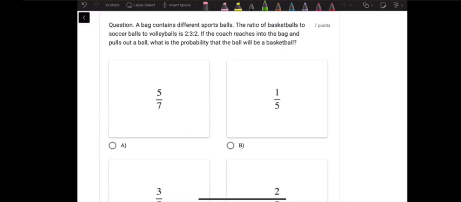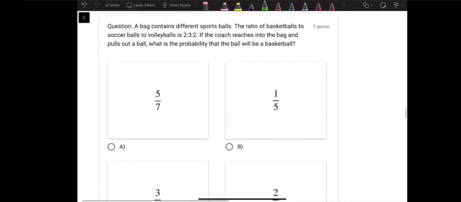A bag contains different sports balls. The ratio of basketballs to soccer balls to volleyballs is 2 to 3 to 2. If the coach reaches into the bag and pulls out a ball, what is the probability that the ball will be a basketball? So, again, we're still working with probability, but we sprinkled in a little bit of ratios. So, here the ratio is 2 to 3 to 2. The order of the numbers matches the order of the description. So, they first mentioned basketball, so this first number goes with the basketballs. Now, the second one is for soccer, and the last one is going to be for the volleyballs.